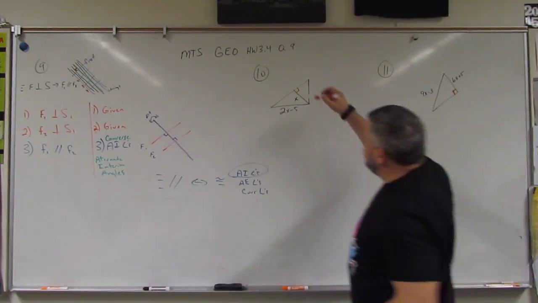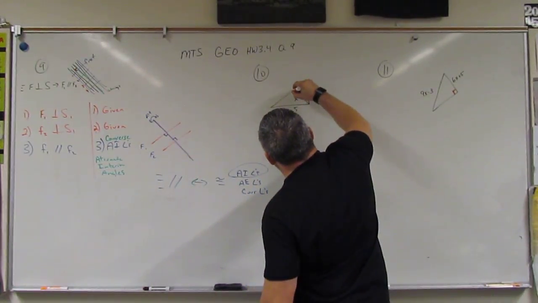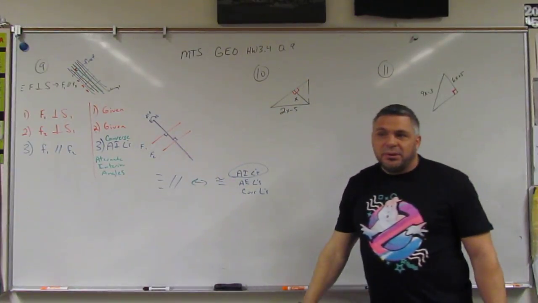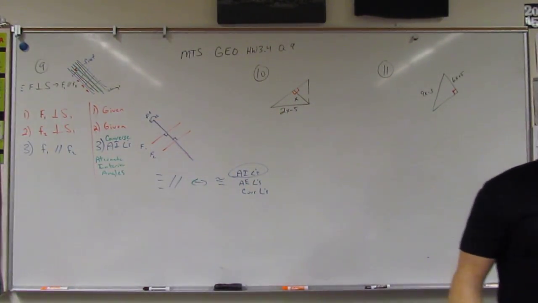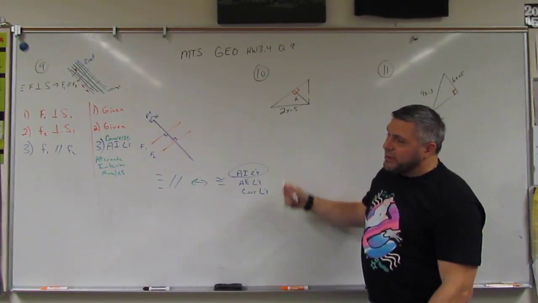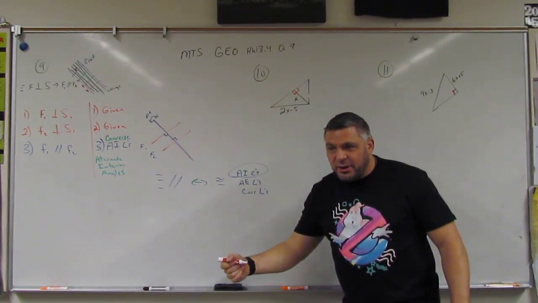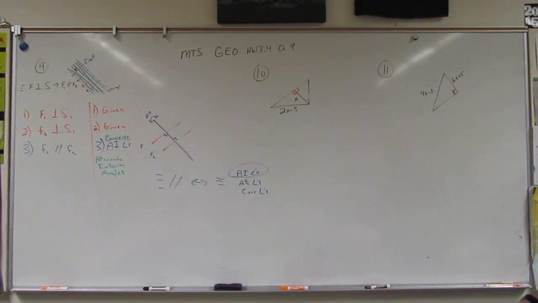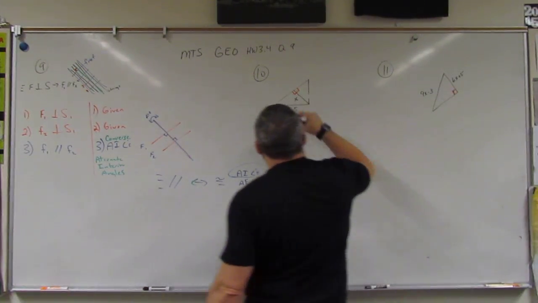Remember, if this side is perpendicular, then this side is perpendicular. Does that make a right angle? Is that a right triangle? Where's the hypotenuse? Is it x or is it 2x minus 5? Which one's the hypotenuse? Wait, 2x minus 5.